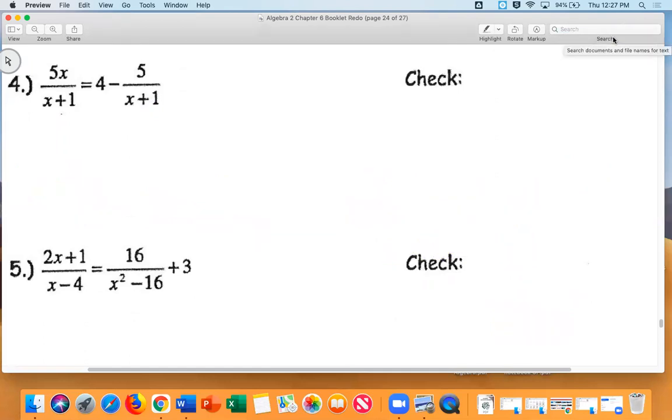All right, question number 4. All right, with this one, I'm kind of already noticing, hey, I have 2 fractions. The denominators are x plus 1s, right? Probably get them together. They should probably hang out sometime, all right? So how do I get rid of a minus 5 over x plus 1? Got it.